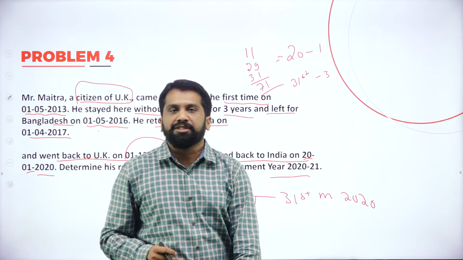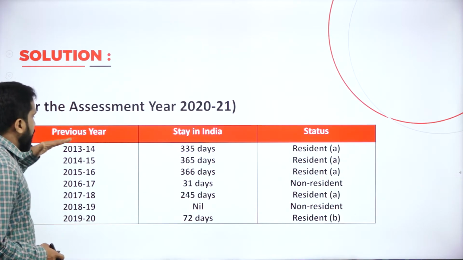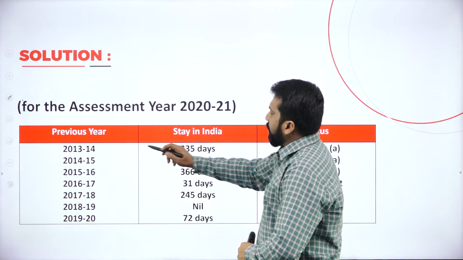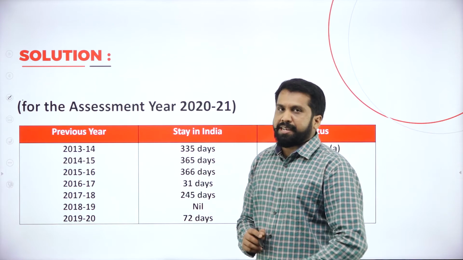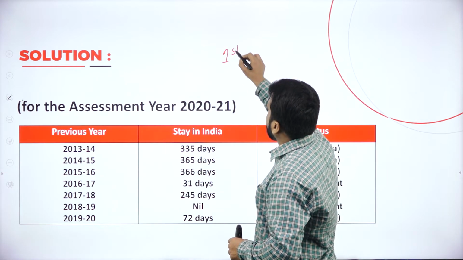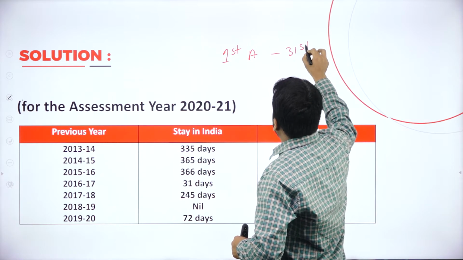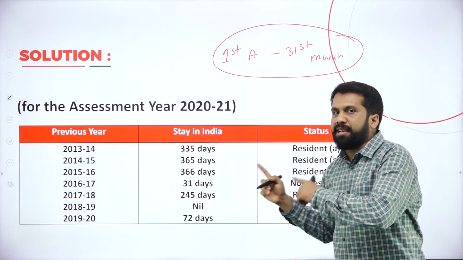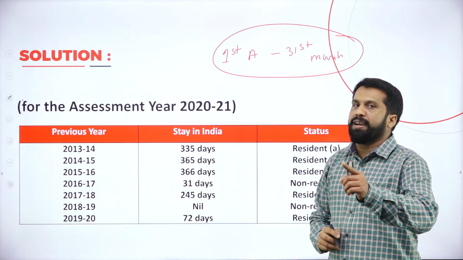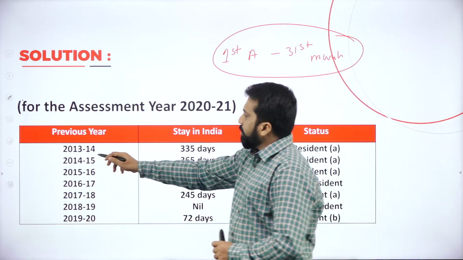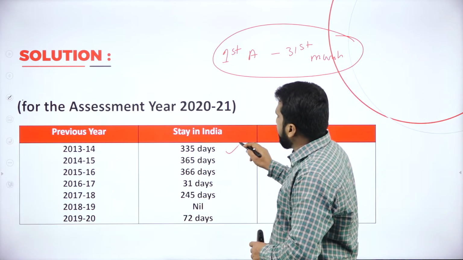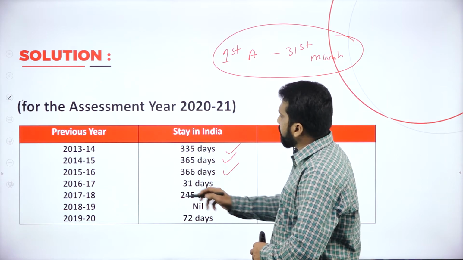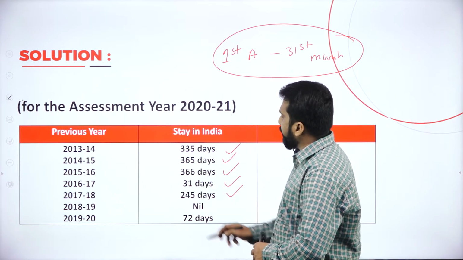We'll check those calculations. So these are the calculations from 13 to 20. This is very simple, easy to calculate. Now, in 13 and 14, whatever year we have taken, we calculated from 1st April to 31st March. So, while calculating residential status, make a chart like this. Easily you will find out the exact days. In 13 and 14, he was there for 335 days. 14, 15, 365; 366; 31 days; 245 days.